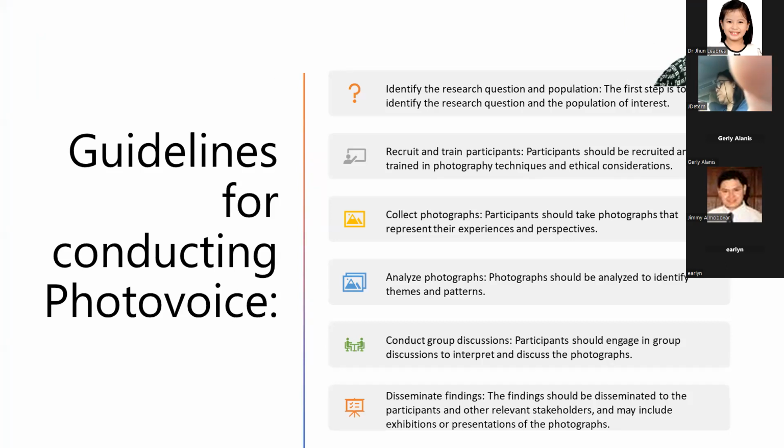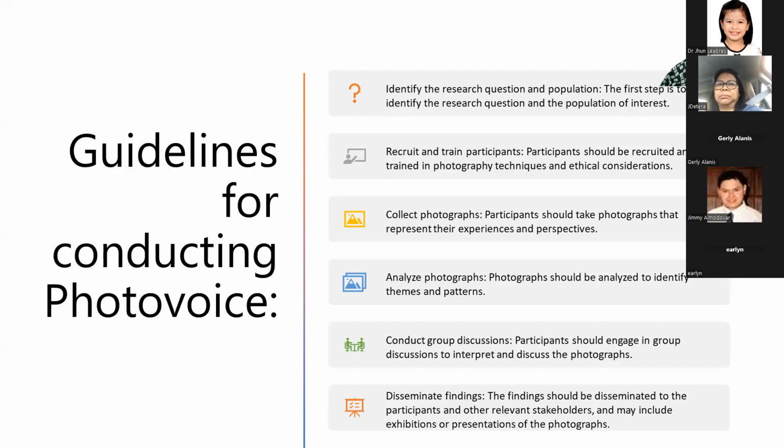Okay, how do we do photo voice? You identify the research question. You recruit and train the participants how to do the photography techniques. You collect the photographs. And then the participant should already tell you what the pictures mean. You analyze the photographs. You combine like photographs. Okay, this one is similar. This one means dirty. This one means unclean. This one means hungry. There. Then you conduct group discussions.